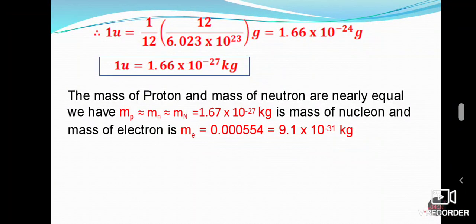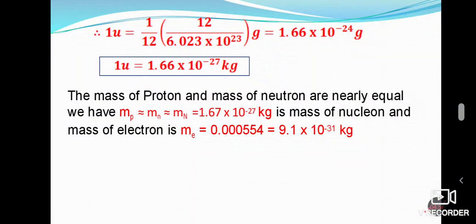The mass of proton and the mass of neutron are nearly equal. That is, the mass of proton mp is approximately equal to the mass of neutron mn, which is approximately 1.67 into 10 to the power of minus 27 kg. We can write it as capital mN, the mass of a nucleon.